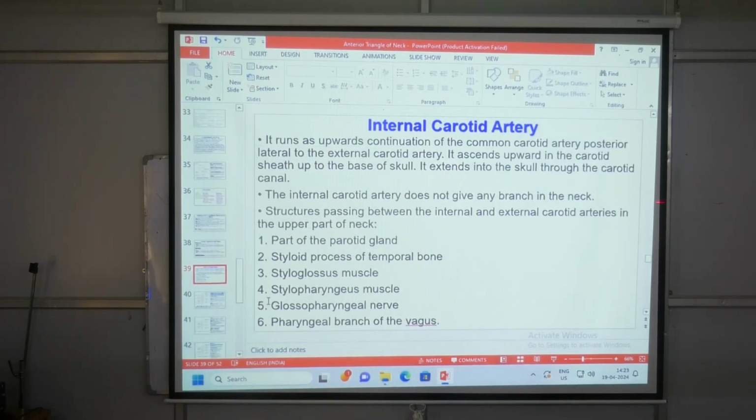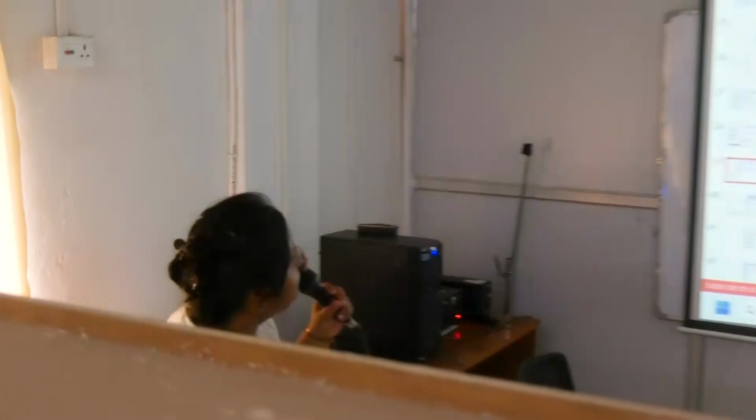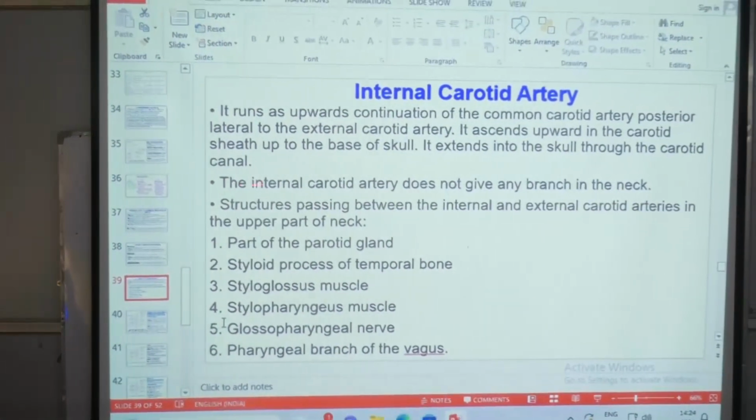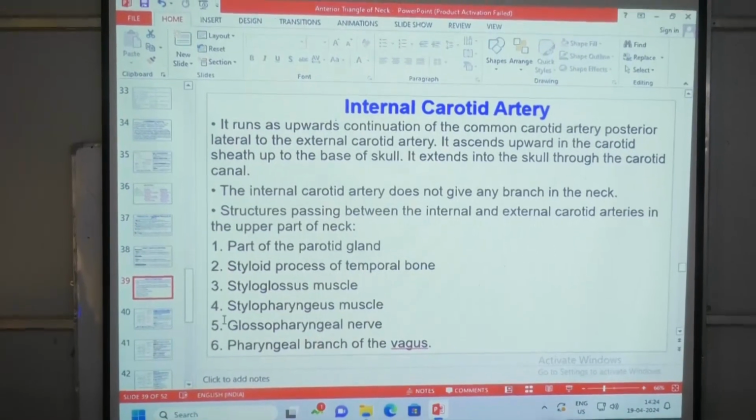Now, internal carotid artery. The common carotid divides to form the internal and external carotid. Now, we will discuss the internal and external carotid, and then the branches of the external carotid artery. The internal carotid artery runs as an upward continuation of the common carotid artery, posterolateral to the external carotid artery. It ascends upward in the carotid sheath up to the base of the skull, and it enters the skull through the carotid canal. The carotid canal lies within the petrous part of the temporal bone.